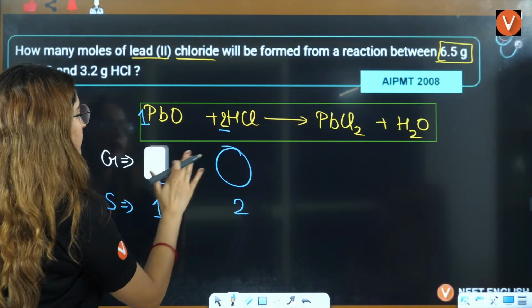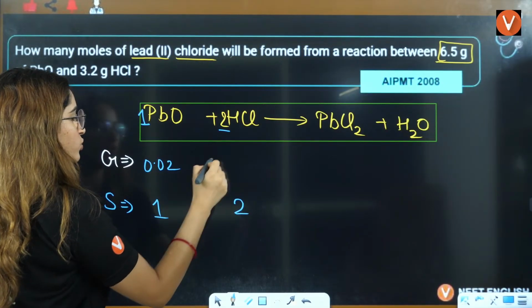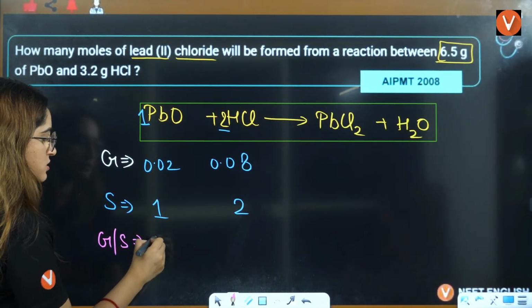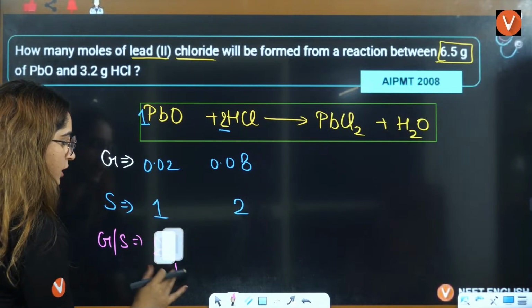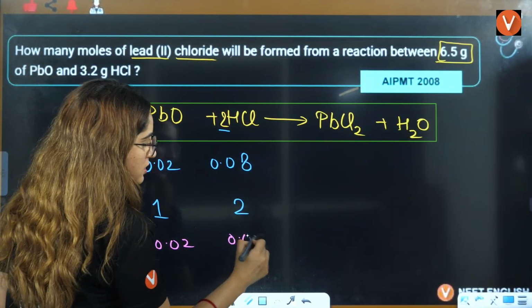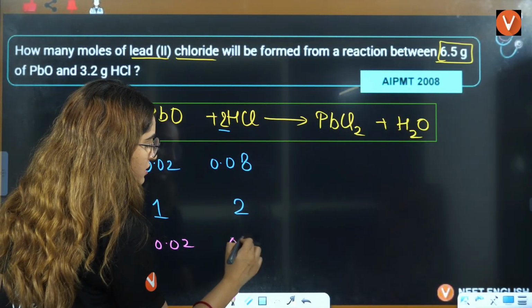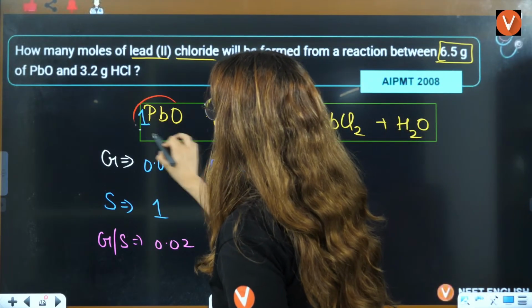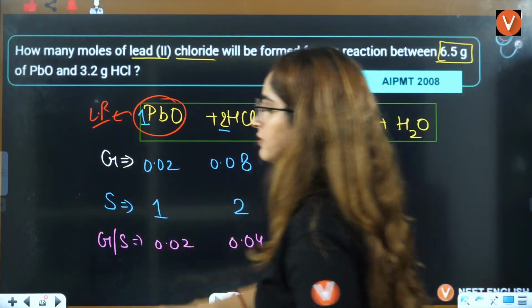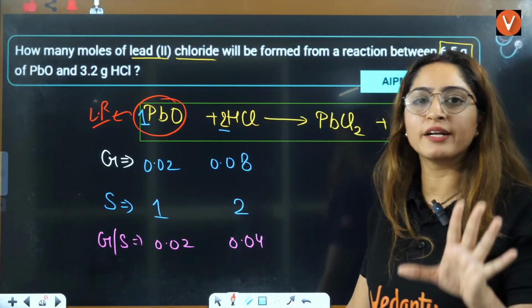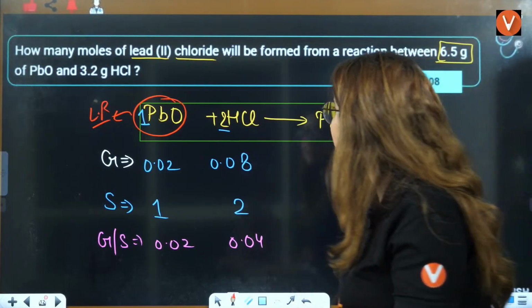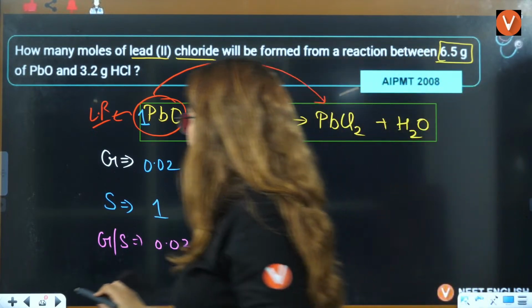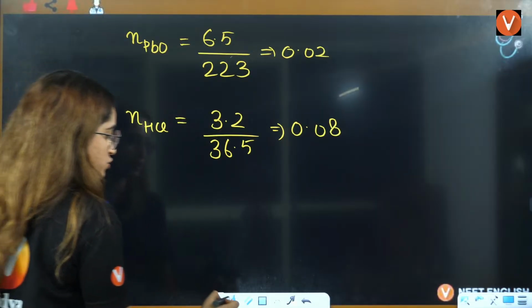Now I'll just write it here. This is coming out to be 0.02, this is 0.08. Now you find out the value of G by S. This is 0.02 divided by 1, that is nothing but 0.02. This is 0.08 divided by 2, that is nothing but 0.04. Now we can see the lower is this one, so we can say this is your limiting reagent. Once you have found the limiting reagent, the other things are going to be simple, because they are asking you for PbCl2. So directly you can solve the value of PbCl2 here.